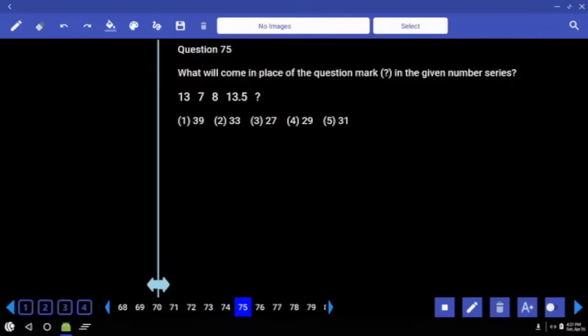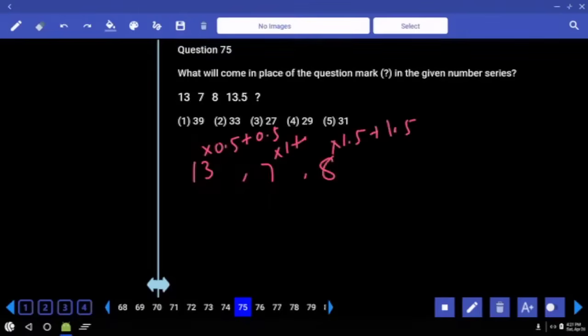Then 75. Now in the 75, 13 and 7. 13 into half is 6.5 plus 0.5 is 7. 7 into 1 plus 1 is 8. Now 8 into 1.5 is 12. 12 plus 1.5 is 13.5. Then next one, 13.5 into 2 plus 2, that is 27 plus 2, 29, choice 4 for 75.